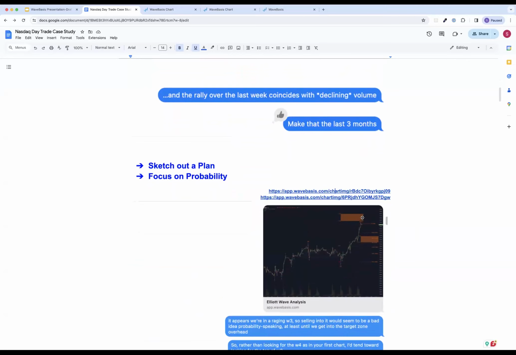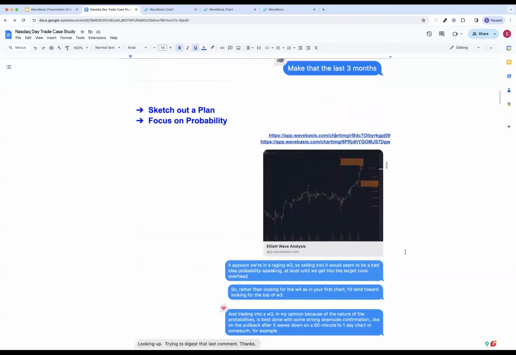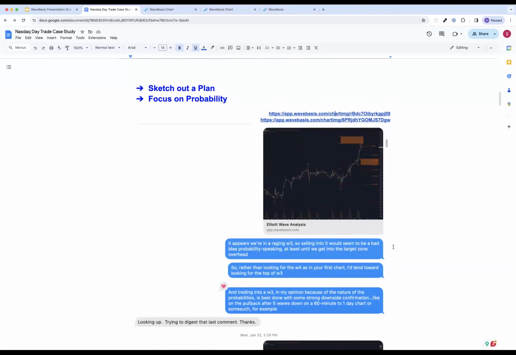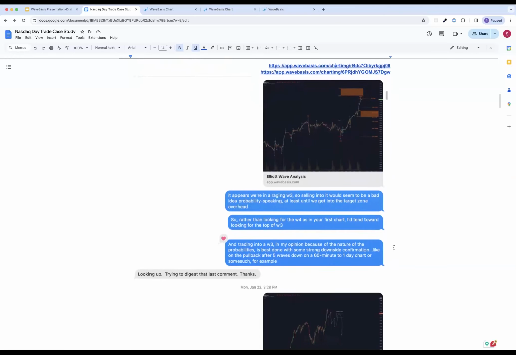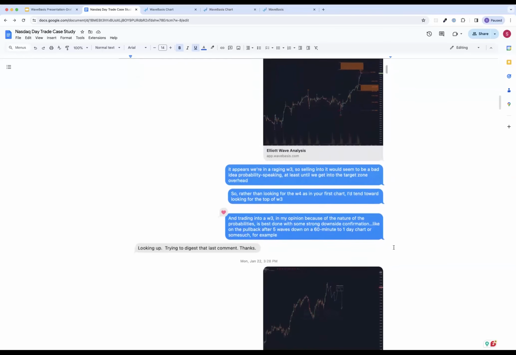We're a little bit short of where we would expect a downside reversal, so the probability is low that we're going to get it right now. I said here, it appears we're in a raging wave 3, so selling into it would seem to be a bad idea, probability speaking, at least until we get into the target zone. So I sort of cooled him off from pulling the trigger on an emotional short, and we let it sit for a few days, a week.